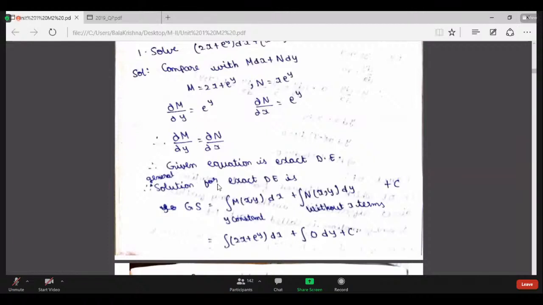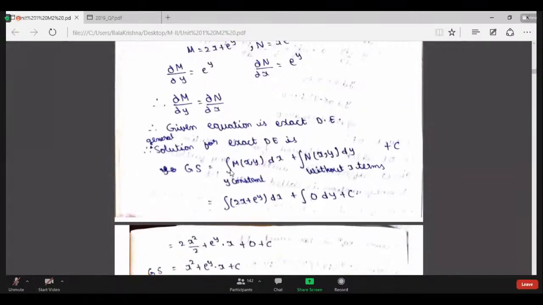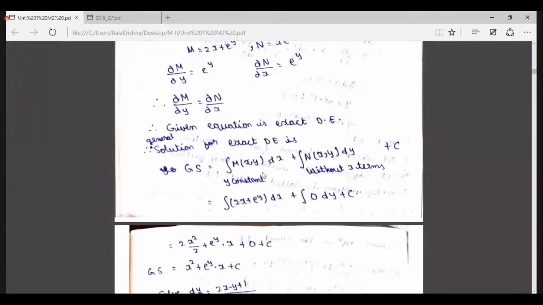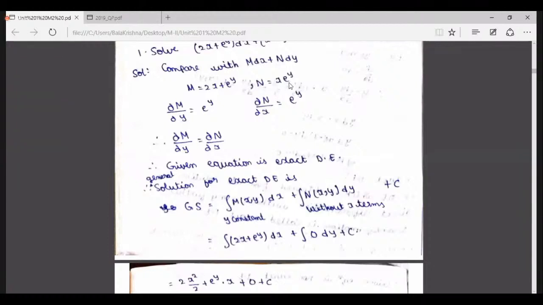Therefore its general solution is given by integrating the M function with respect to x, treating the y terms as constants, plus integrating the N function with respect to y, taking the terms which are free from x. Here the M function is 2x plus e power y, with dx. And N is x e power y. In this N function, only one term is there, which has the x term. So this term is not free from x.